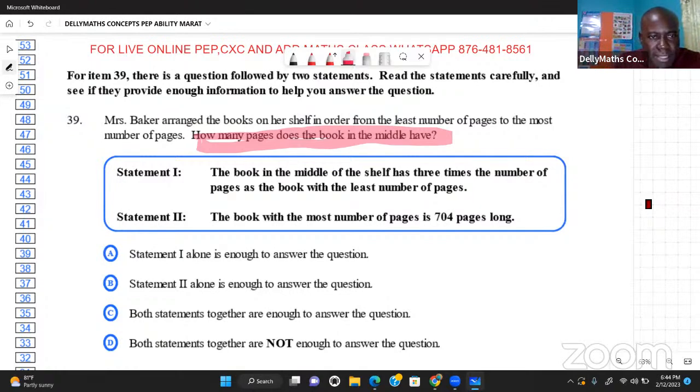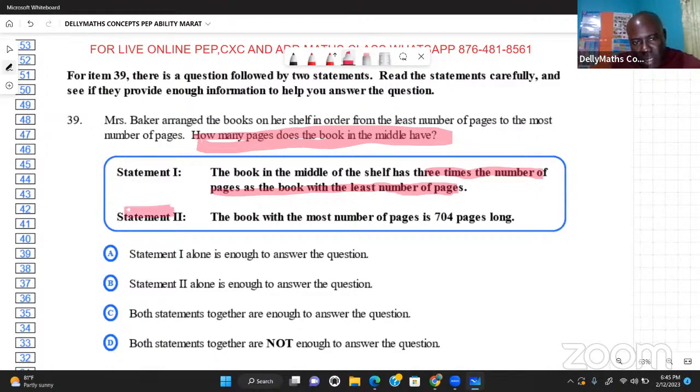Statement 1 says the book in the middle of the shelf has 3 times the number of pages as the book that has the least. Okay, so that's just a wide piece of information. The book in the middle has 3 times the number of pages. It could be any number there, right?